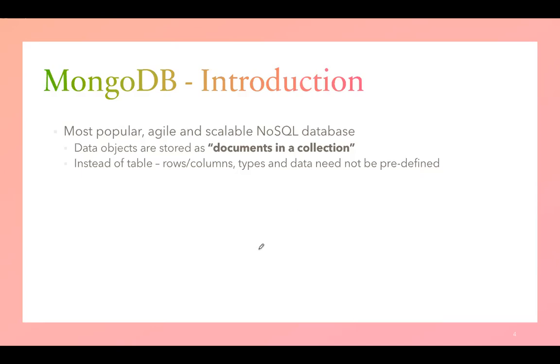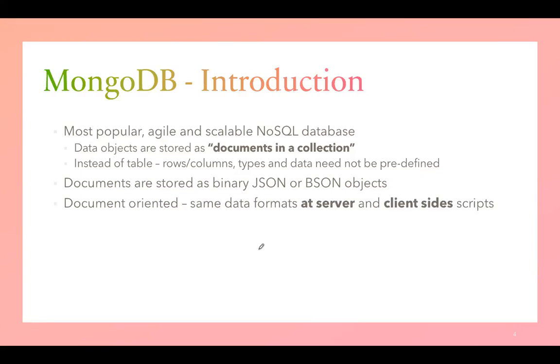Okay, instead of tables, rows, column types, data need not be predefined. Okay, so you don't have to predefine any structure, any skeleton, or any schema whatsoever. Documents are stored as binary JSON or BSON objects. JSON stands for what? JSON stands for JavaScript Object Notation. Okay. I have already shared a JSON file with you, so you will get used to that.